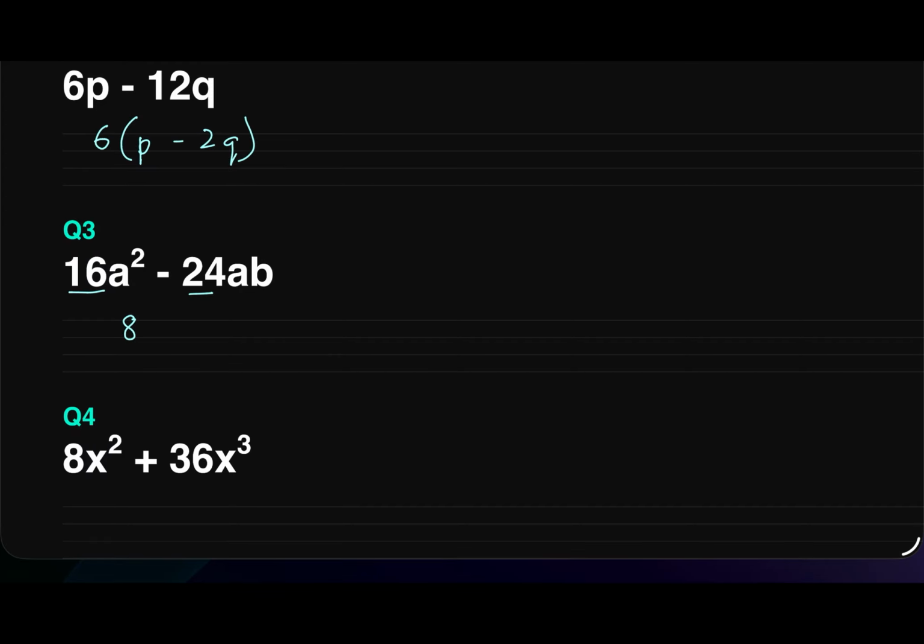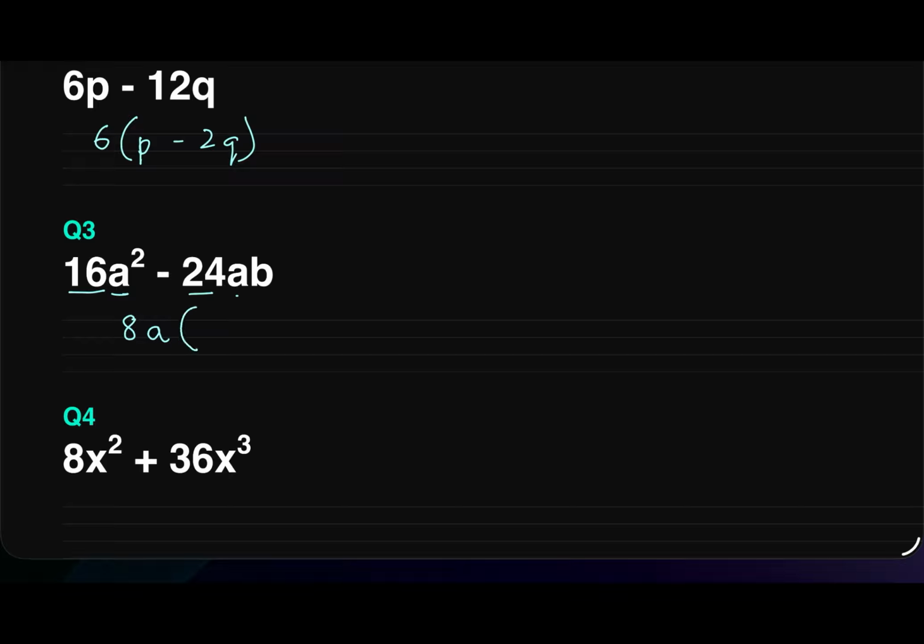Now we have to look at the letters. A. Is there A in both the terms? Yes. We have to take the least number of A's outside the bracket. Here there are 2 A's, but here there is just 1. So I'm going to take 1 A outside. B is not common at all. It is only over here, but it is not there here. So we cannot take B outside the bracket.